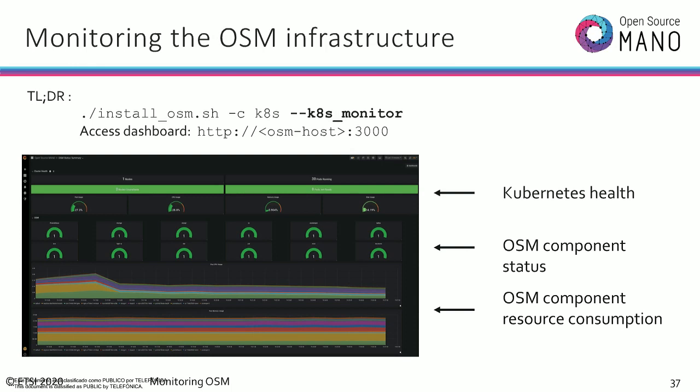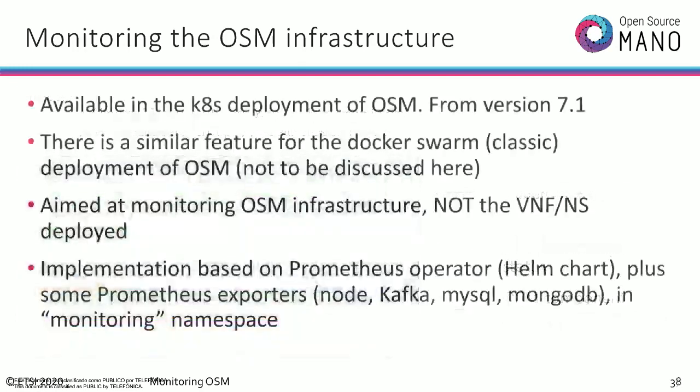You can see they are all in green now, and then you have additional information on the number of pods that are running in Kubernetes, the number of hosts, that is, the virtual machines or the bare metal machines that are used for the deployment, and then the resource consumption of each one of the containers of OSM. We will go into a little more detail later, but first a few things to highlight.